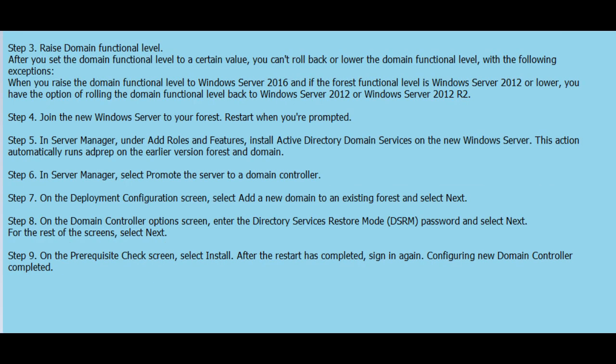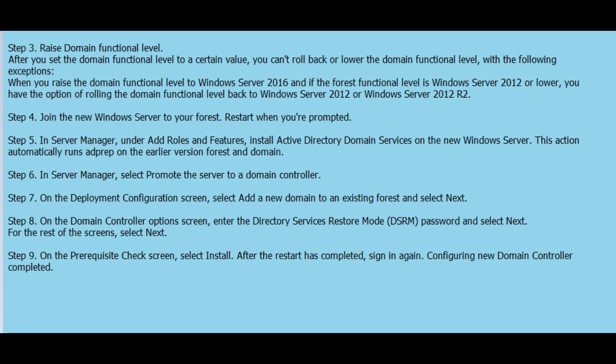Step 3. Raise domain functional level. After you set the domain functional level to a certain value, you can't roll back or lower the domain functional level, with the following exceptions. Note the exception. When you raise the domain functional level to Windows Server 2016, and if the forest functional level is Windows Server 2012 or lower, you have the option of rolling the domain functional level back to Windows Server 2012 or Windows Server 2012 R2.